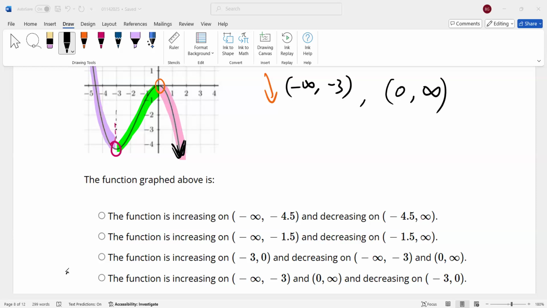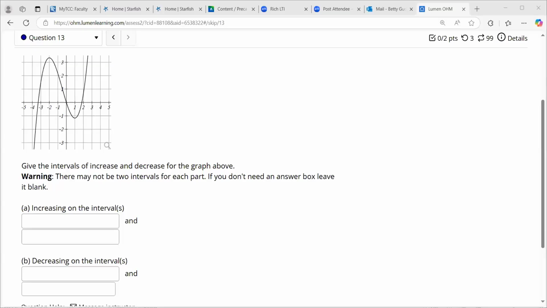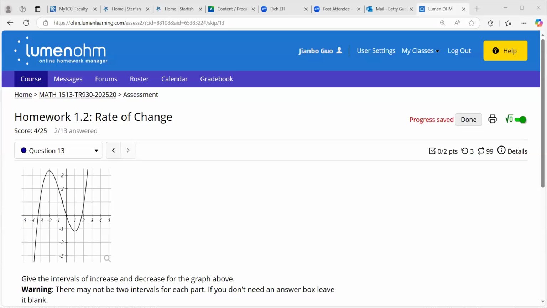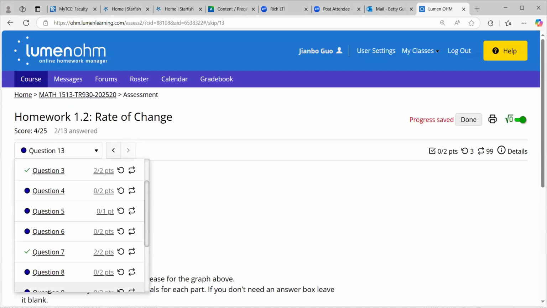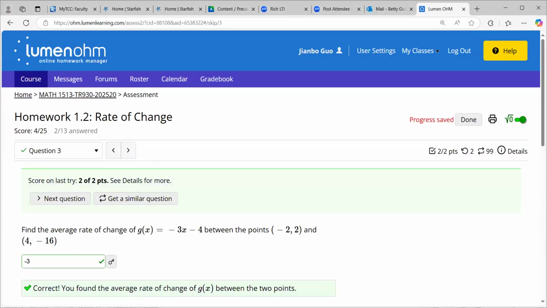Okay, let's look at the problem. Lumen, let's go to the Lumen. Let me stop share my note. Let's share the browser. So now we are here. Which question is that? Question 2 or question number 3? Number 3? No. It was number 8. Number 8, okay.